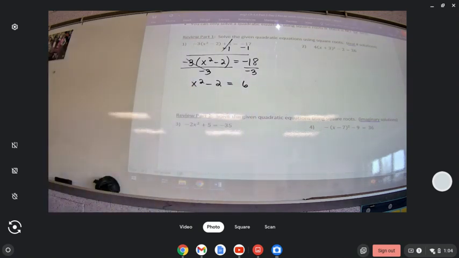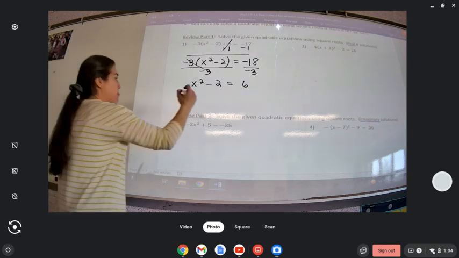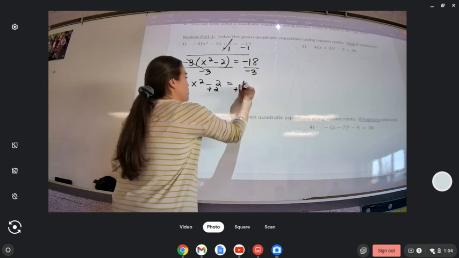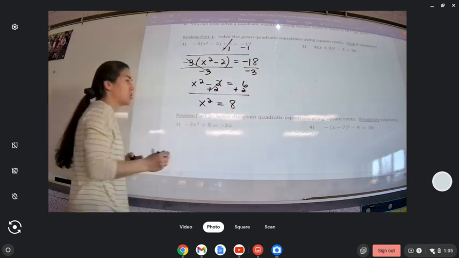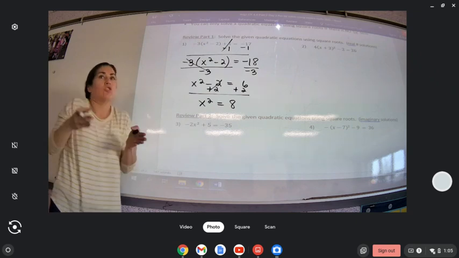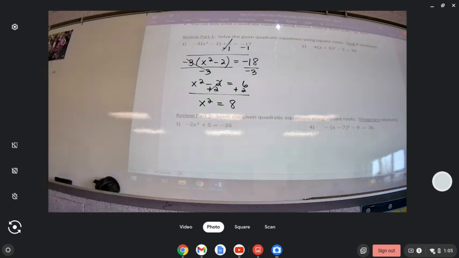X is squared. We need to get x squared alone. How do you get -2 to the other side? Plus. All right, and then we're finally left with the statement that says x squared equals 8. So what number, when you square it, do you get 8? That's going to be the answer to this problem.